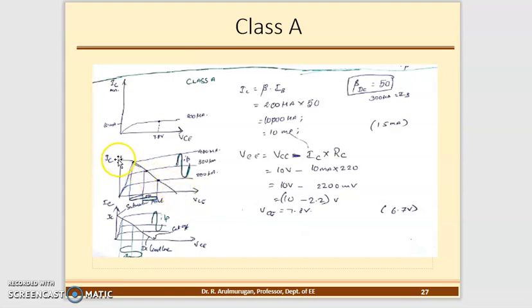What is the saturated point? Saturated point is nothing but the turn-on state. Turn on means what? Once the switch is closed, the voltage across it is 0. For example, there is a switch, and across the switch you connect a voltmeter.